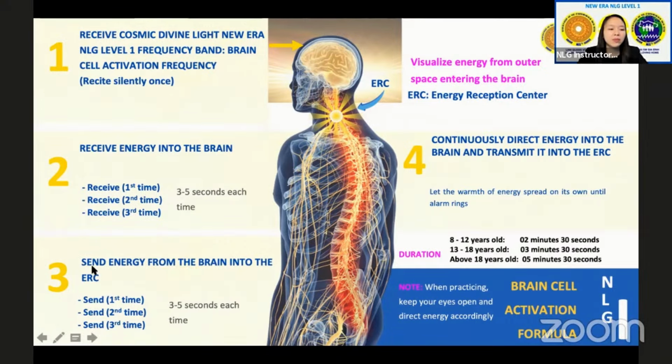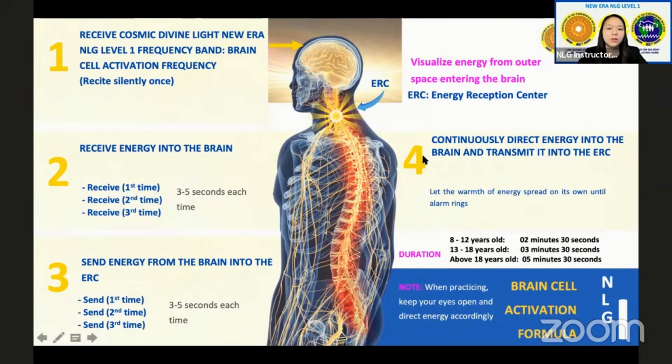Now, after that, step 3, send energy from the brain into the ERC. The ERC is the energy reception center. That's what we call it. Very straightforward, and it goes by the initial ERC. Send energy from the brain into the ERC. Send first time. Send second time. Send third time.